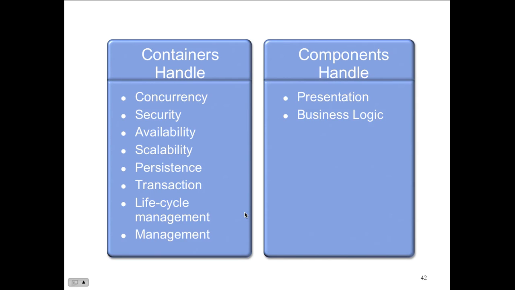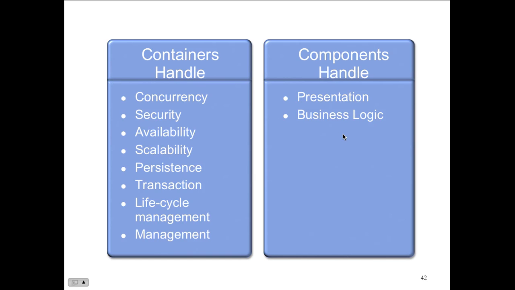So in terms of the containers, what they handle: containers are going to have the concurrency control, the security, how many people can access a particular object simultaneously, what that bean is allowed to access. Availability, scalability, persistence, when you are going to refresh it, transaction control, transaction management, life cycle management, all sorts of different management. From the component level, we're looking at the presentation of the content from components, and the business logic that we're going to build.